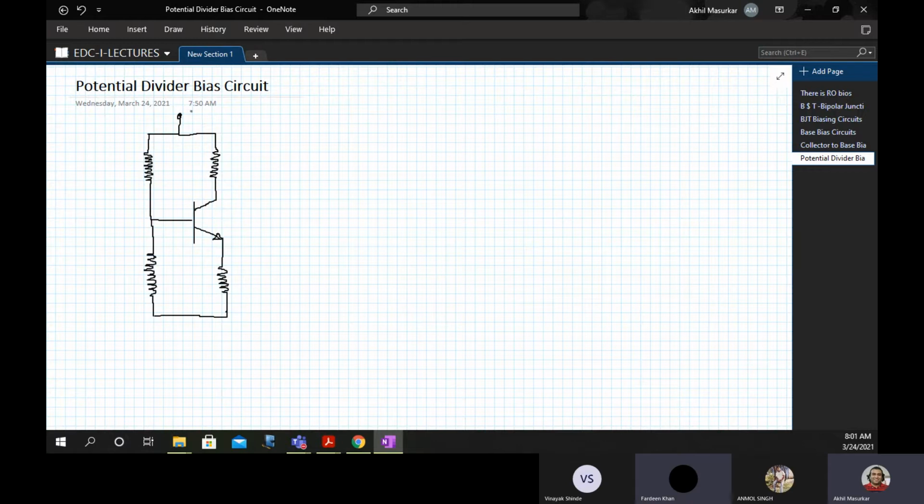So here we have VCC, here we have our ground, and here we have RC, RE, R1 and R2. Here I am going to show a small point, that is VB.